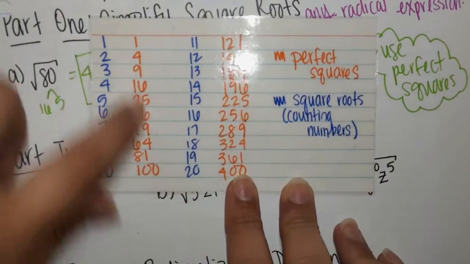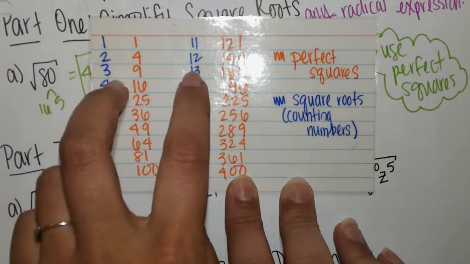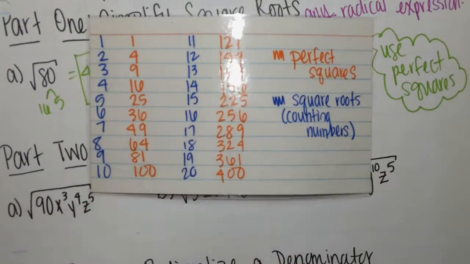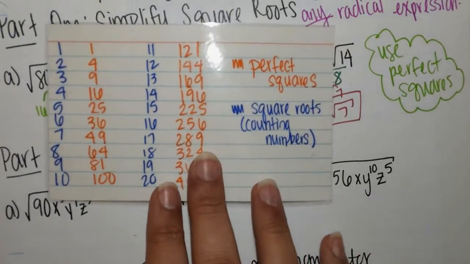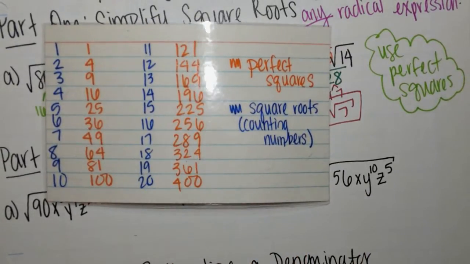Do I need to put the note card here for you to copy? Yes. Alright, so these are the perfect squares. These are the square roots of the counting numbers, and that's why I coded it on the right. I'm going to pause the video while you guys copy this down. Please copy it fast so that we can do the second part of our lesson.